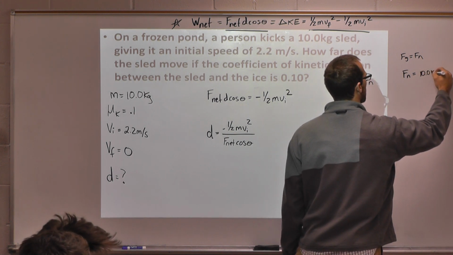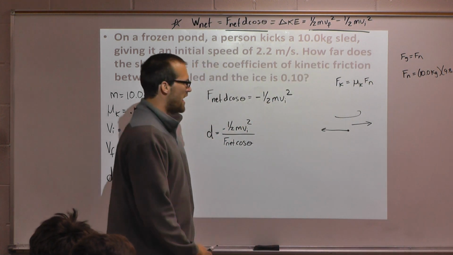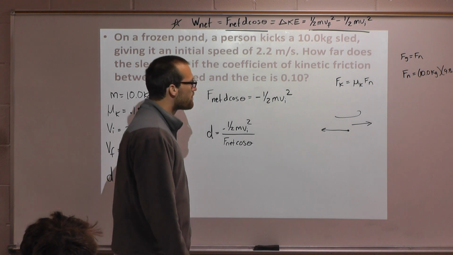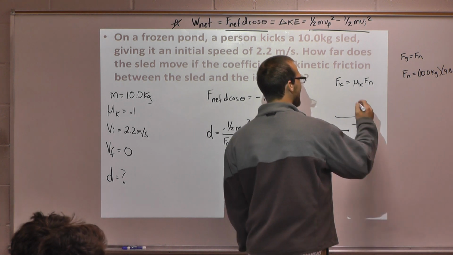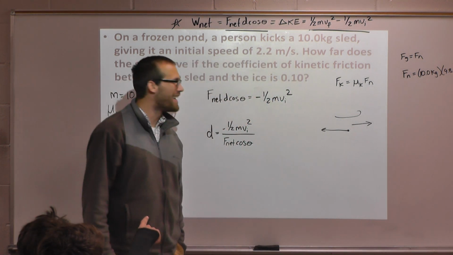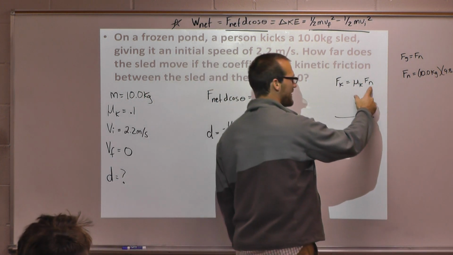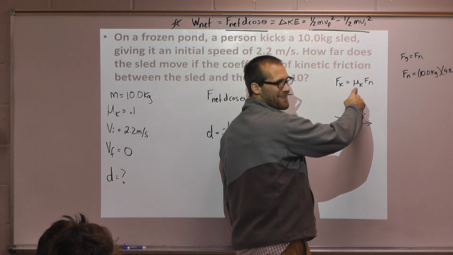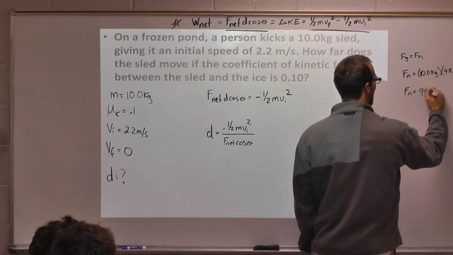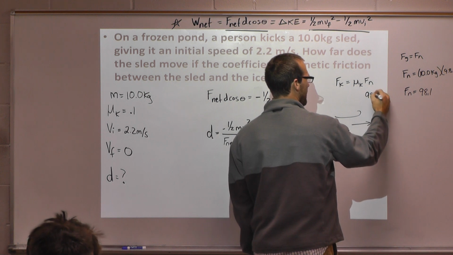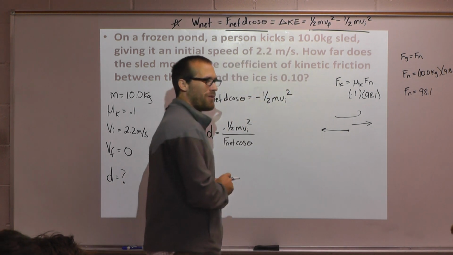Ten times 0.1 times 9.81. Alright, somebody give me what that equals. 98.1. And then when you multiply that by 0.1, it's 9.81. Plug it in times 0.1. Okay, so Fn is 98.1. Plug Fn here times 0.1, which is the mu k. Fk is just 9.81.